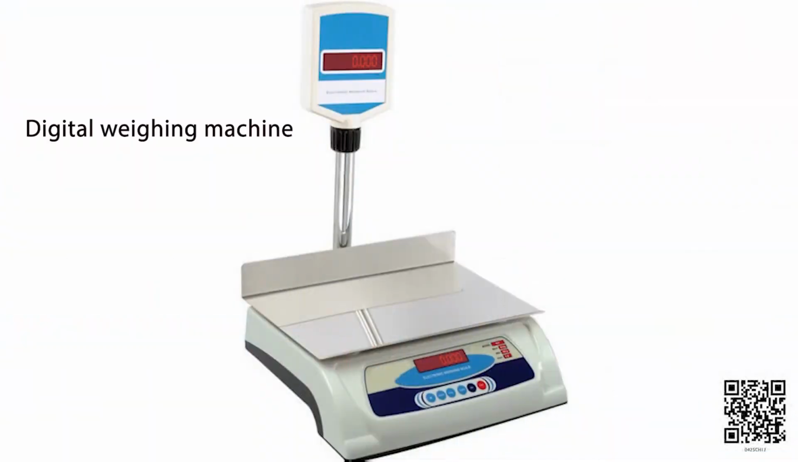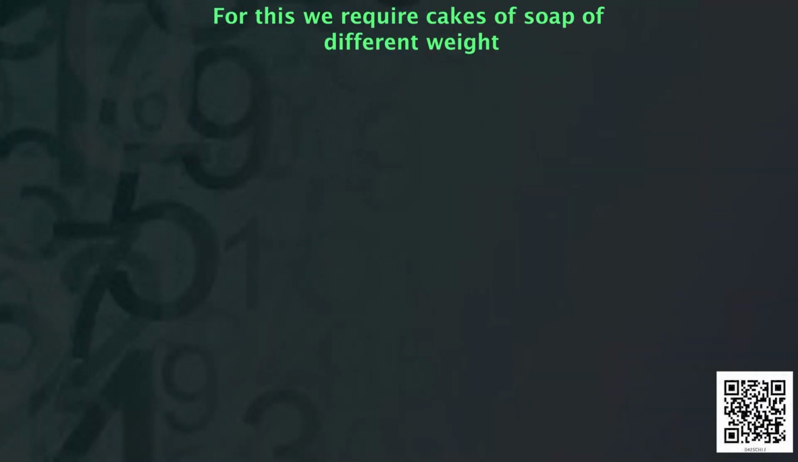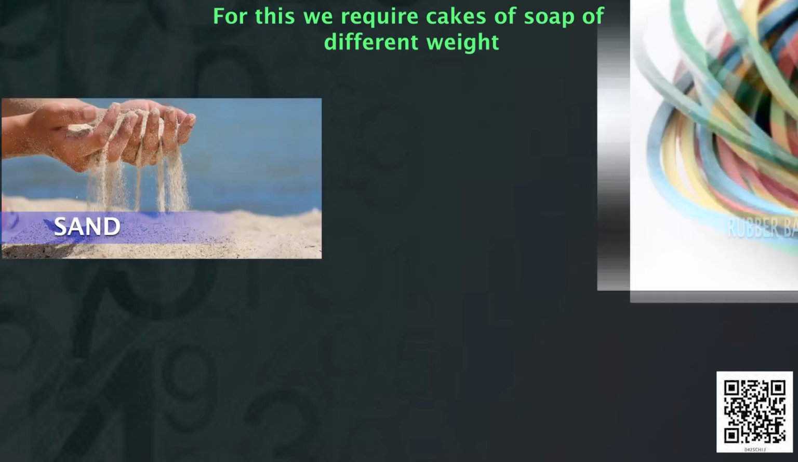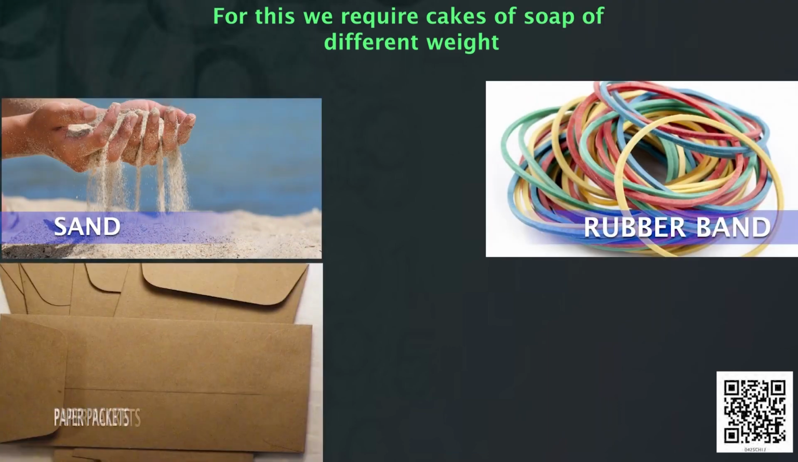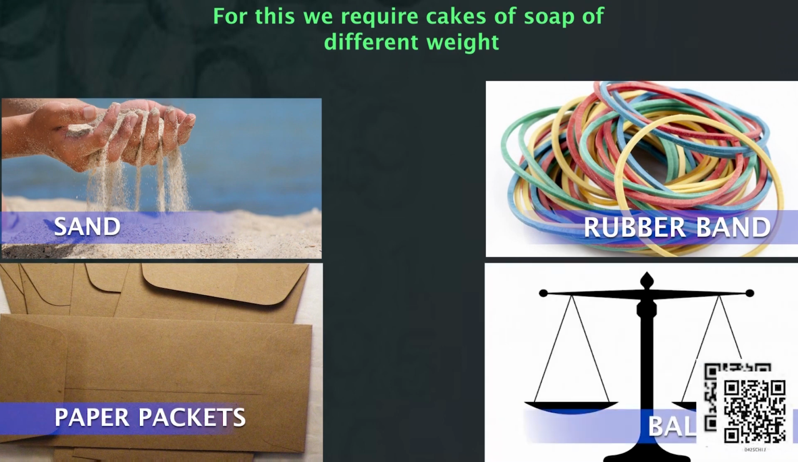Sometimes you might have seen the shopkeeper use a digital weighing machine to measure different things. Dear students, are you interested in making your own weights? Let us make our own weights using sand. For this, we require cakes of soap of different weights, sand, rubber bands, paper packets and a balance.